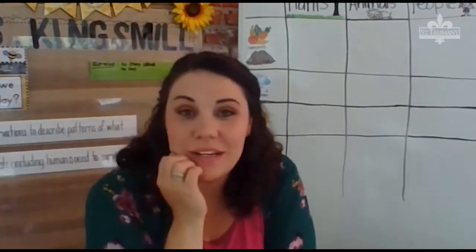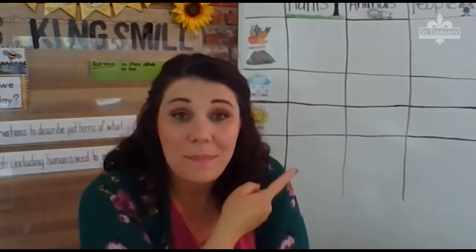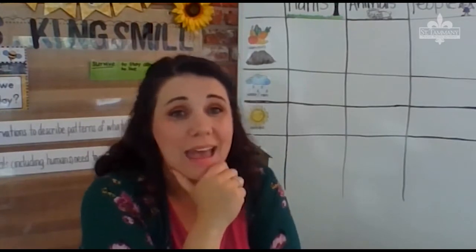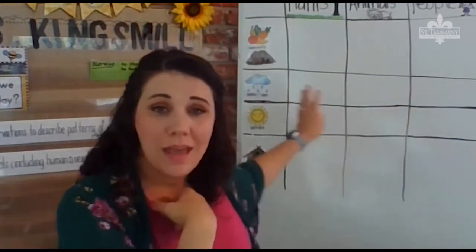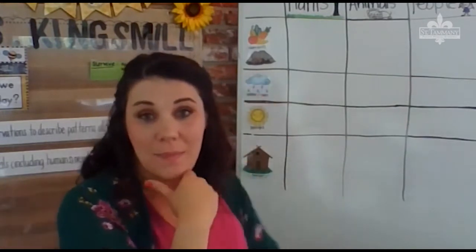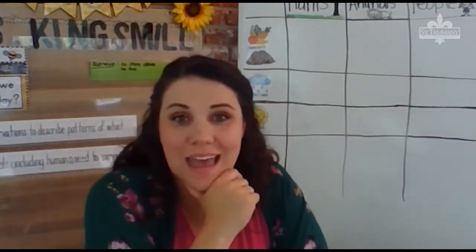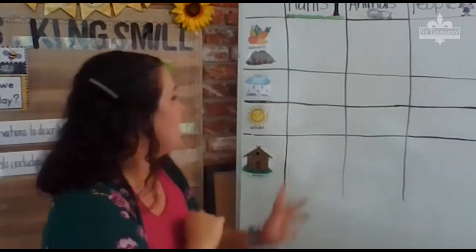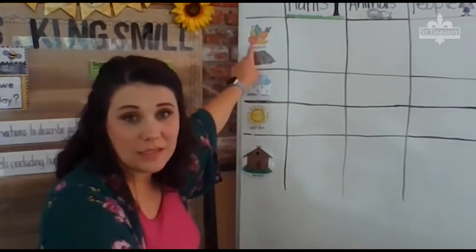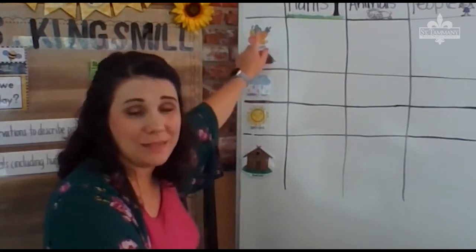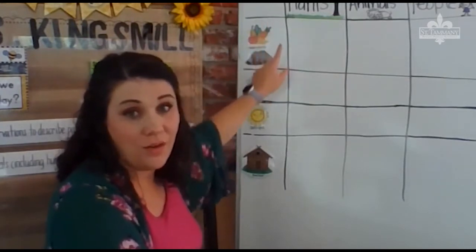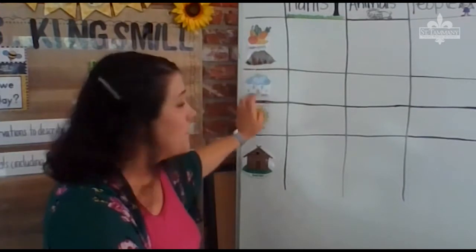So let's talk about what we're going to be doing in today's lesson. Right behind me, you notice that I have a chart that has plants, animals, and people. And along the side, I have different things that they may be able to use in order to survive. Let's take a look at those. Here I have nutrients, which is food or soil. This is places where plants and animals and people can get their food in order to live and grow.